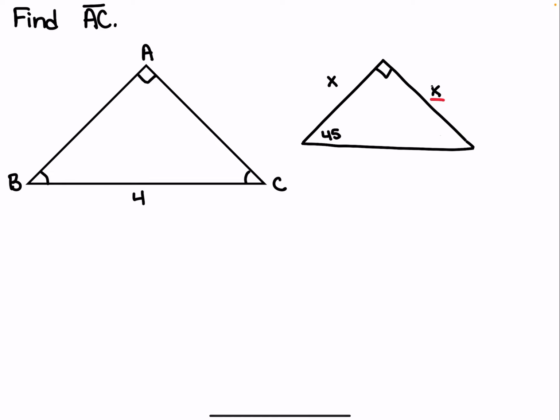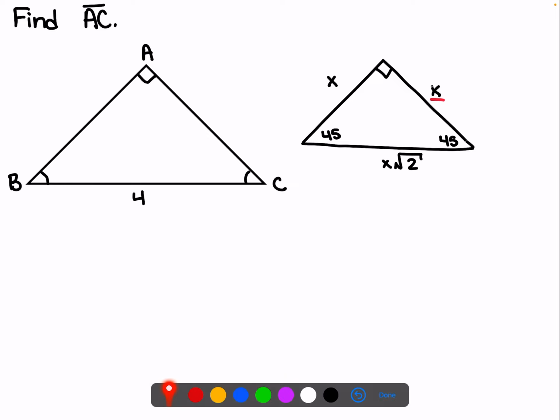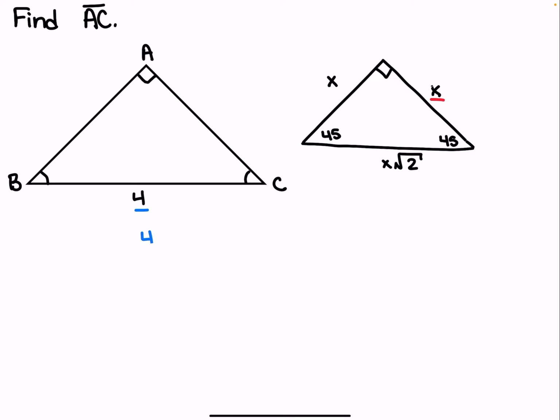So I can draw out my corresponding triangle here. Now, again, I want to make sure it has the same orientation, meaning it's facing the same exact way, because it's much easier to map the corresponding sides together by doing that. Now, looking at this, BC, side length of 4, maps with x radical 2. So I can say 4 is equal to x rad 2.